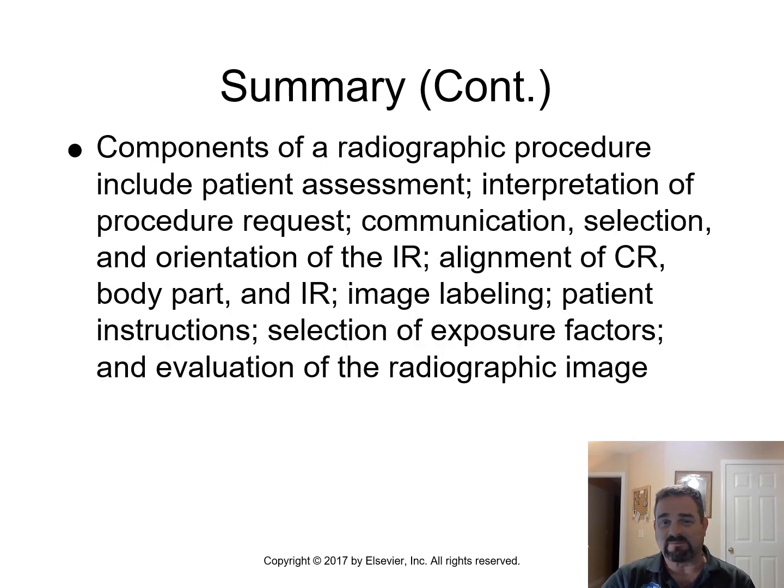Components of the radiographic procedure include patient assessment. Remember, you need to get to know our patient, introduce yourself, make sure that we have their permission to do the X-ray itself. The interpretation of the procedure request that the practitioner is asking you to do. Communication, selection, and orientation of the IR. Alignment of the CR and the body part and the IR itself. Image labeling to make sure we label it correctly. We give good patient instructions. We select the correct exposure factors and evaluate the radiographic image and adjust it accordingly.